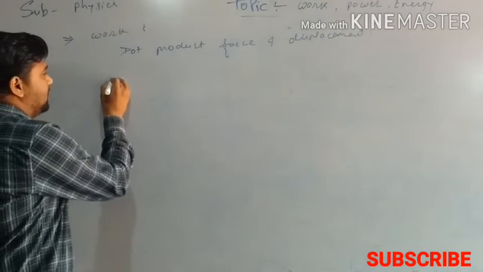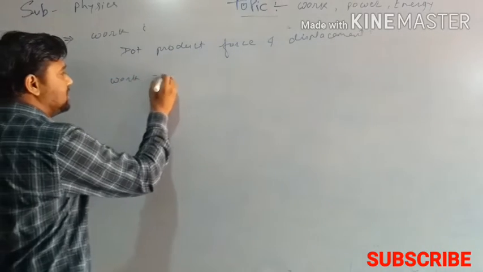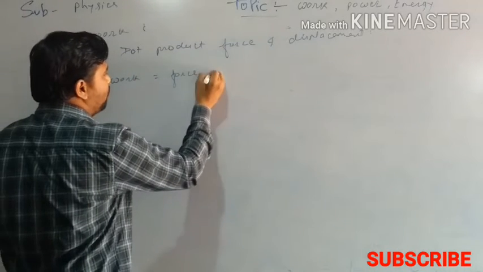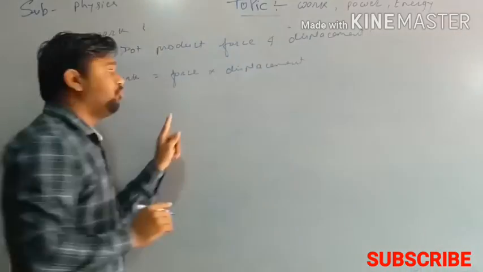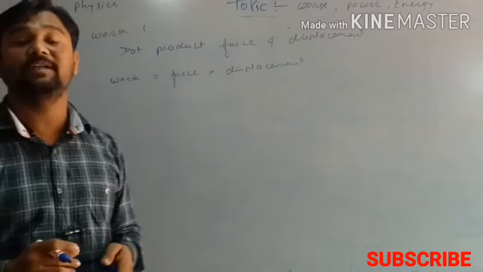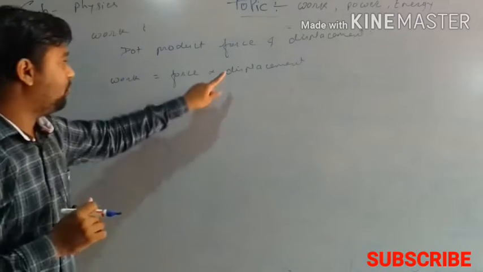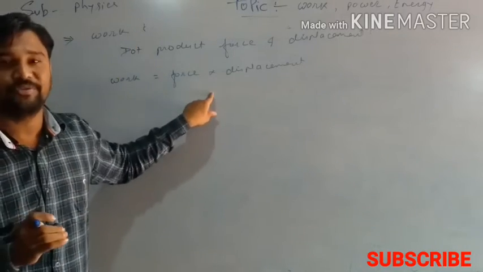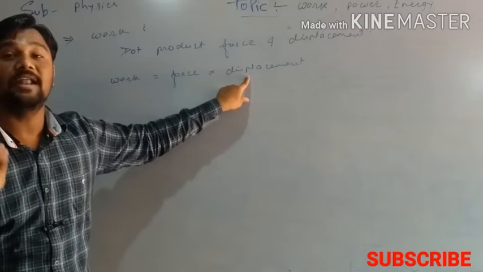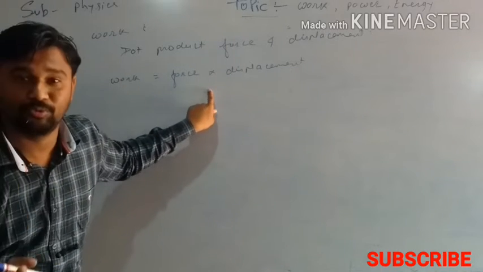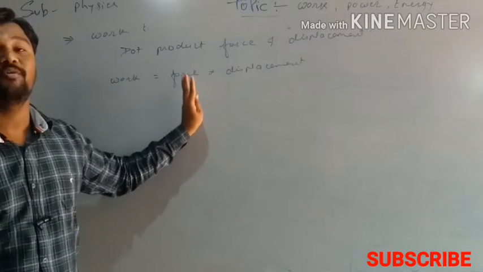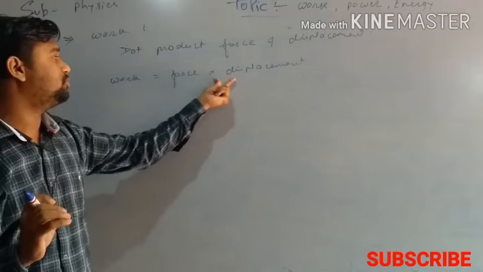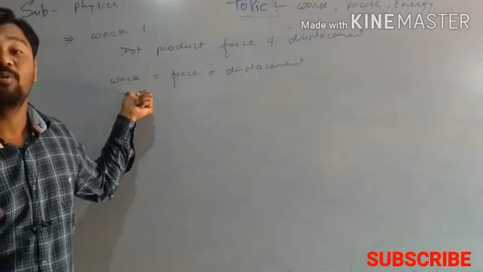In case I write the work done, work is equal to force into displacement. But force and displacement both are vector quantities. And now which displacement do we have to consider? The displacement is always in the direction of force. Then the product of force and displacement is said to be work done.